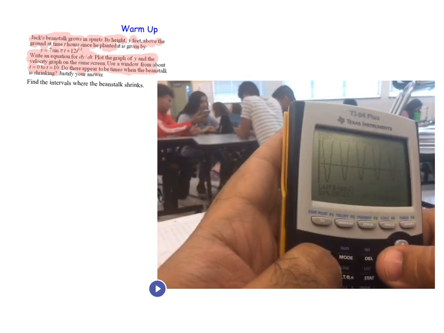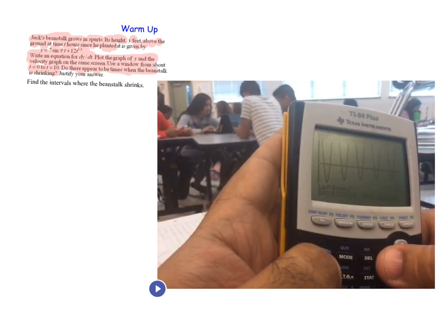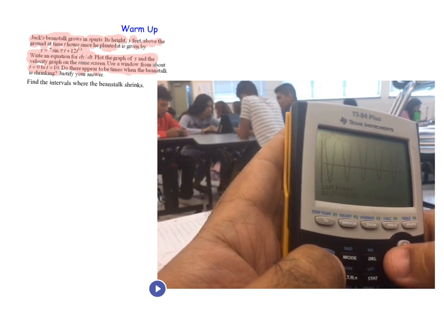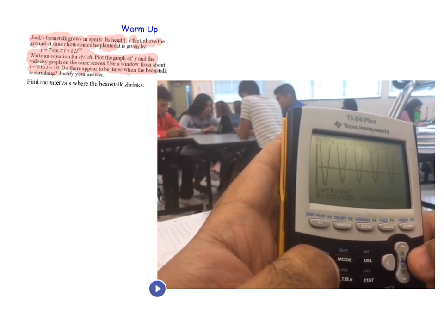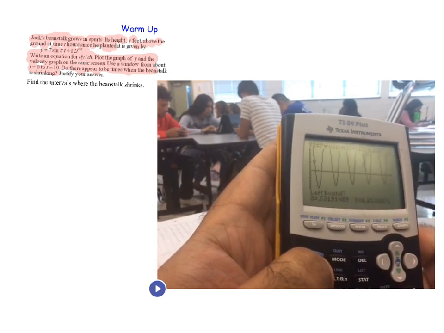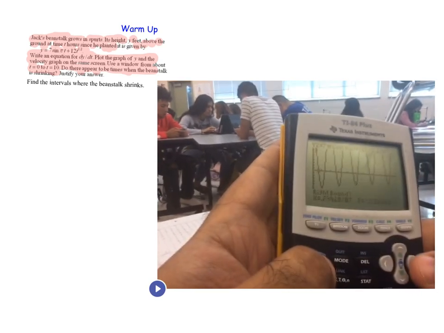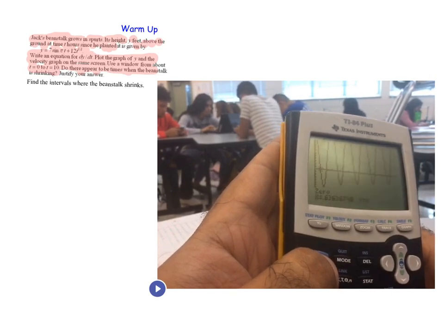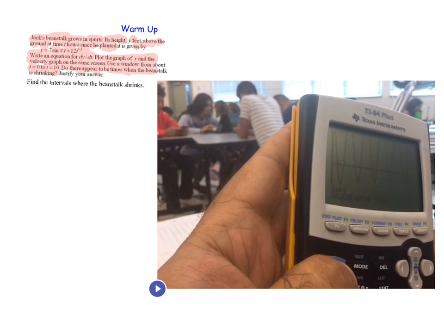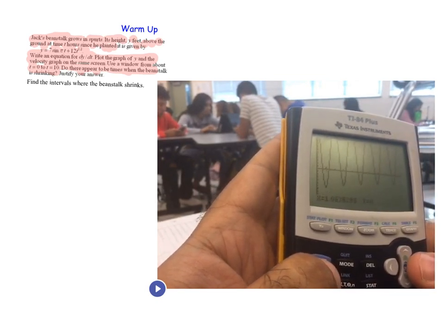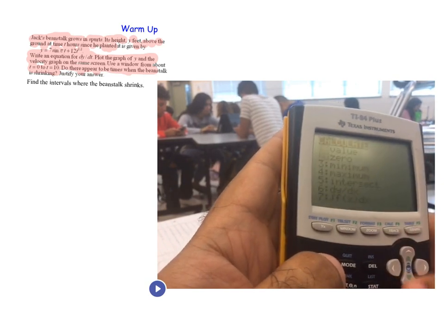Alright, calc, zero, left bound. I have to go all the way to the first one because I like to do things in order. Okay, I don't actually need to see the dot because I can see the numbers. I know I'm on the left bound. Press enter. Go to the right bound. Press enter. Guess. So the first one is at 0.6364.